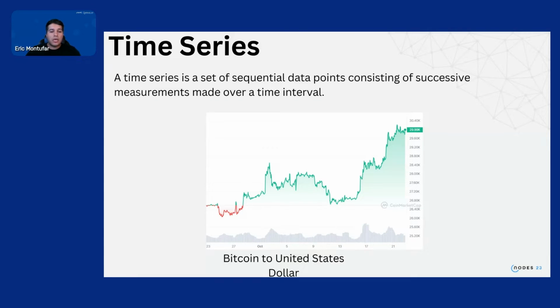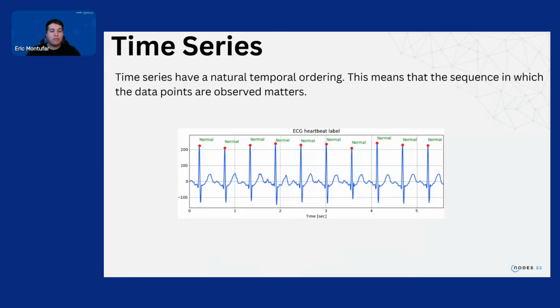Here I have another example, an electrocardiogram, which is a physical representation of the electrical activity of the heart. In a time series, as this is a sequence of points, these represent successive measurements. So the time order of these values is important, and we have to keep the order of these measurements.